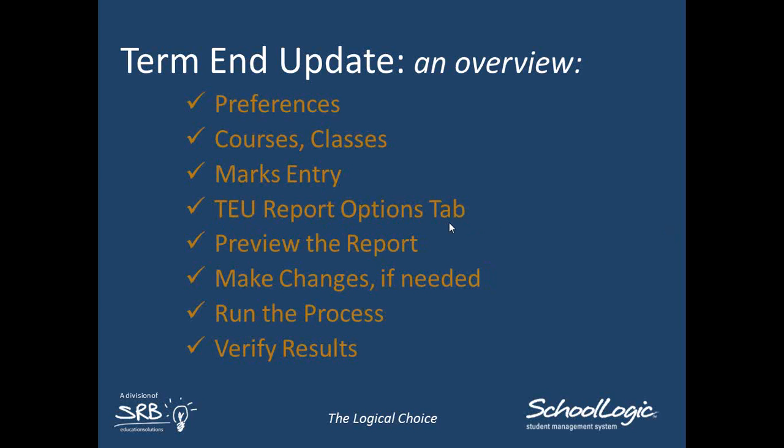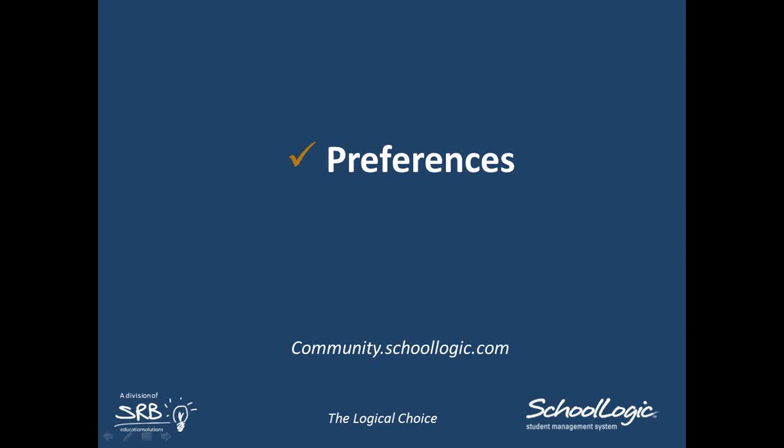And as with many of the other processes in our software, there's a report that goes into this. So you can preview the report, and we will preview a report today before we run this. Once you preview the report, you make changes if you need to, then you run the actual process, and you don't quite get to go home yet because I'll show you some ways to verify results. So that's kind of our roadmap for today. Preferences, that's where we're going to start. Let's go to the software right away.